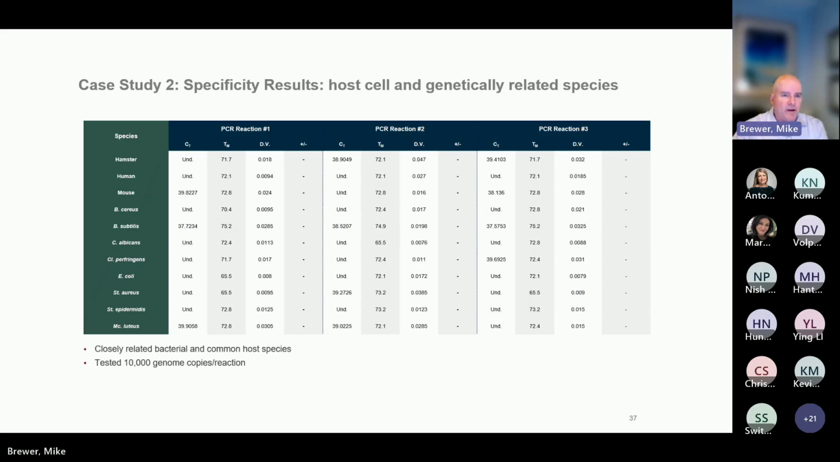Here's a summary of the specificity results. We looked at both host cell DNAs as well as genetically related bacterial and fungal species. You can see here hamster, human, and mouse DNA, as well as Bacillus cereus, subtilis, and a selected set of organisms that bioinformatically were most closely related to the Mycoplasma species. The important data is here in column 4 of each of the triplicate reactions: none of these species were detected at 10,000 genome copies per reaction.